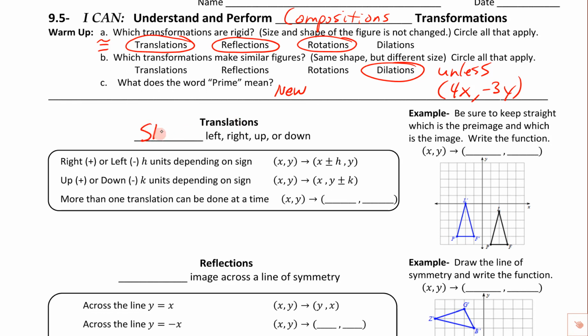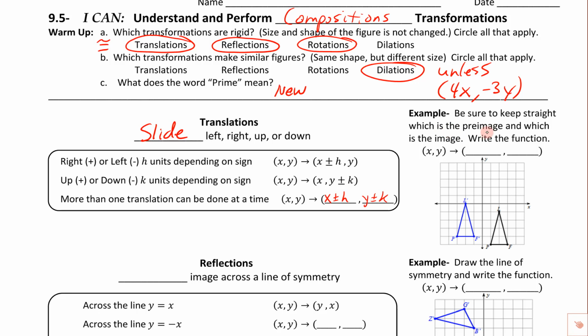A translation is basically a slide. We're going to slide the same figure left, right, up, or down, and maybe a combination of those. So right is positive, left is negative when we're changing the x coordinate by either adding or subtracting. That adding or subtracting is what slides it around in the x direction. We could either add or subtract k units to go up or down depending on the sign. So notice the x doesn't change at all, but the y, we're going to add or subtract k units. Adding is going to move it up, subtracting is going to move it down. And we can also do more than one. So we could have x plus or minus h and y plus or minus k. We could combine a couple of those together in order to change it both horizontally and vertically, in the x direction and the y direction.